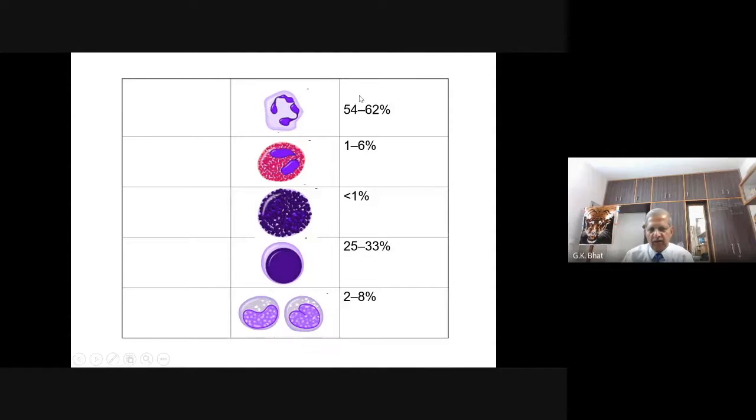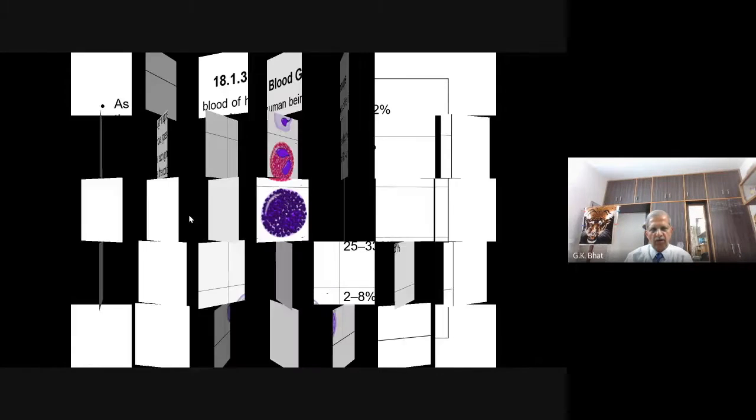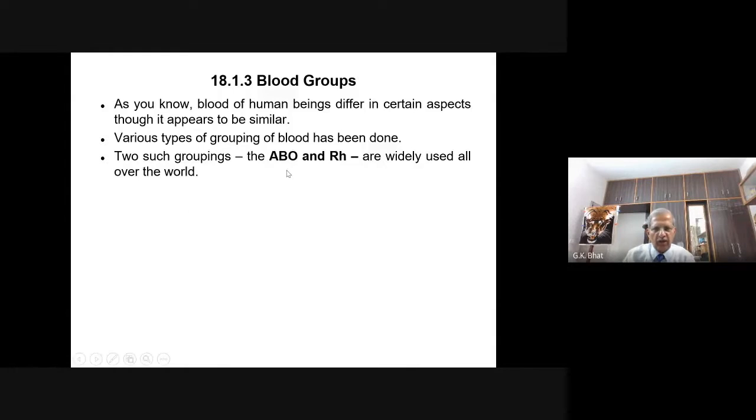And this is with regard to percentage. Already heard. The neutrophil has the highest number. Next to that in number is the lymphocyte. Next is the monocyte. Next to that is the acidophil. Least one is the basophil. Right? Now, we have to start with the blood groups in our next class.